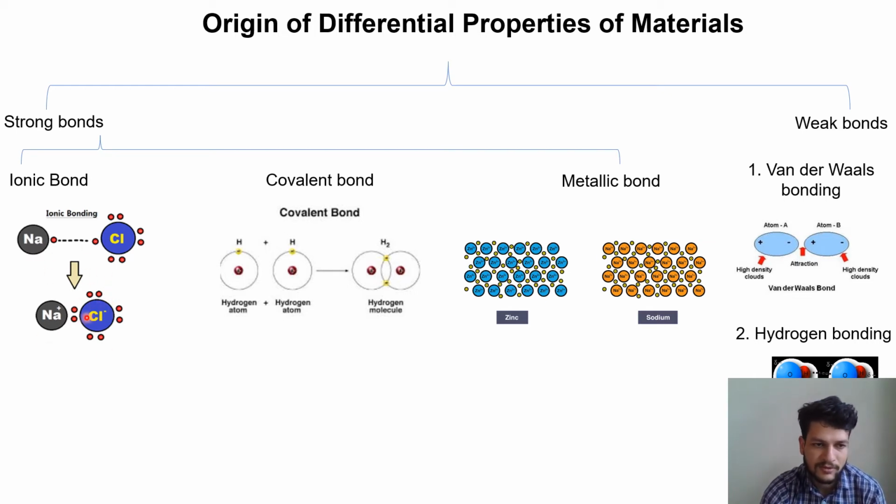After forming this ionic bond, the atom which donates forms the cation, and the atom which receives the electron forms the anion. And thus they are strongly attracted by Coulomb electrostatic attraction.